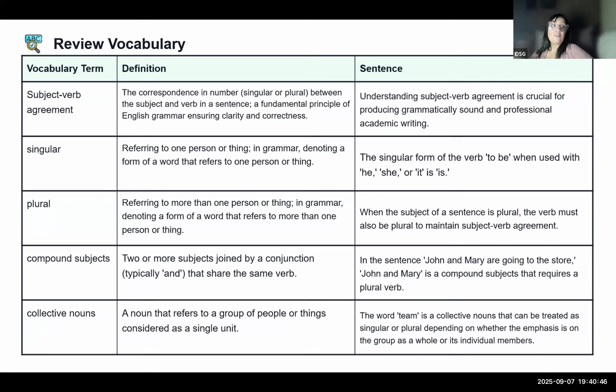To the right of the word, there is the definition of each term. And then in the last column, we can see an example of the usage of this vocabulary term in a full sentence. Then you can review the concepts we already discussed in our last slides.